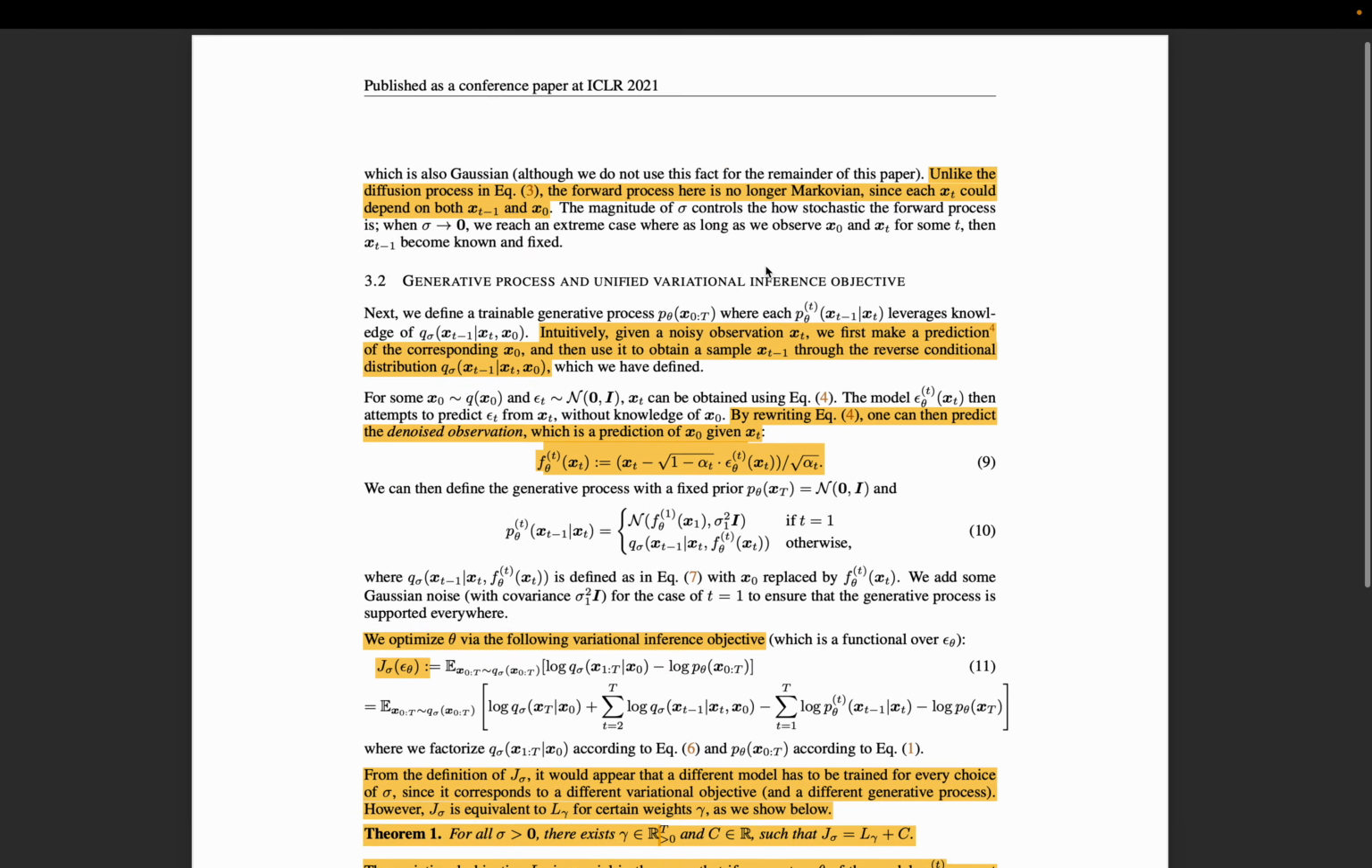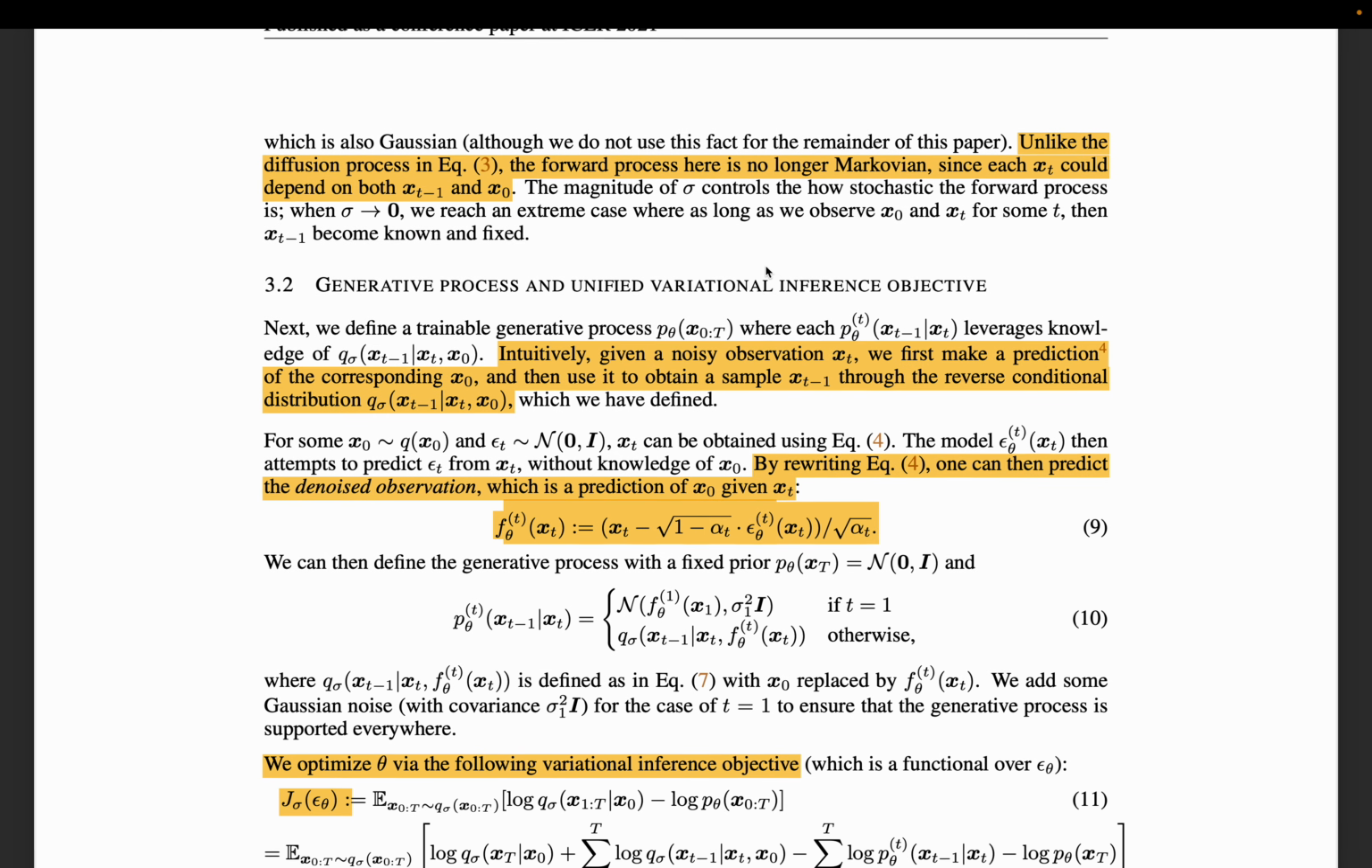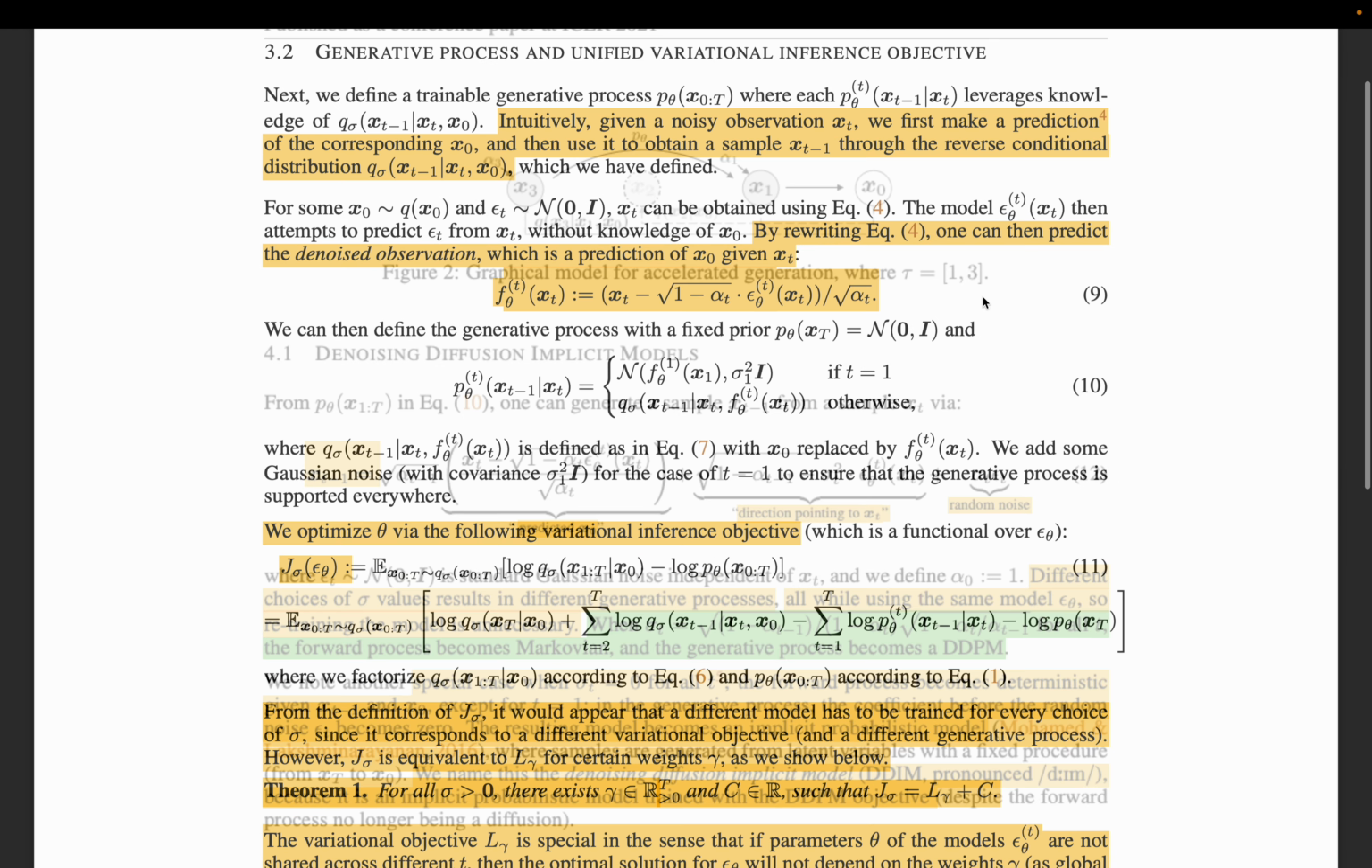Again, we are no longer Markovian. So now xt does not depend just on xt minus 1, it also depends on x0. The issue is that we don't have x0 when we sample, right? What we want to do, I'm just making sure.